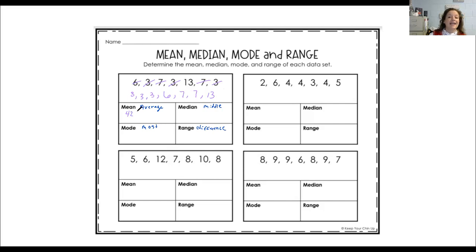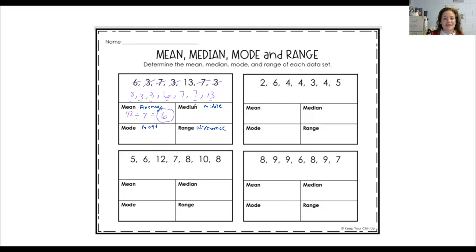Now we added, what is the next thing I need to do? We need to divide by the total numbers we have there. So how many different digits do we have? 1, 2, 3, 4, 5, 6, and 7. So we would divide by 7. So 42 divided by 7 equals 6. Good job. So our mean is 6.